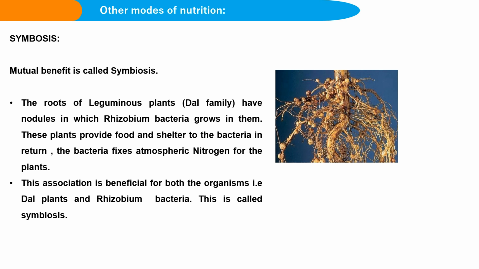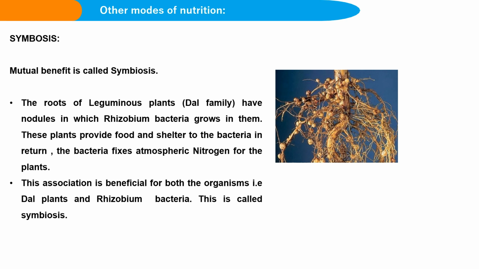For example, the roots of leguminous plants, that is dal plants, dal family, like kandipappu, chanagapappu, minapappu, red gram, black gram, green gram, Bengal gram, etc. And bean plants, peas, etc. All these come under leguminous plants. Their roots have nodules called root nodules in which rhizobium bacteria grow.